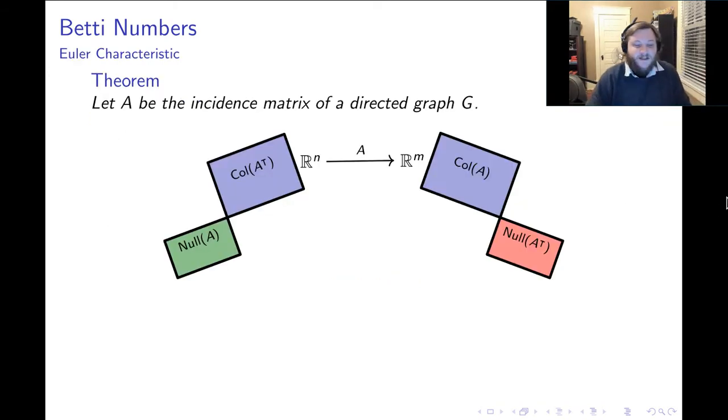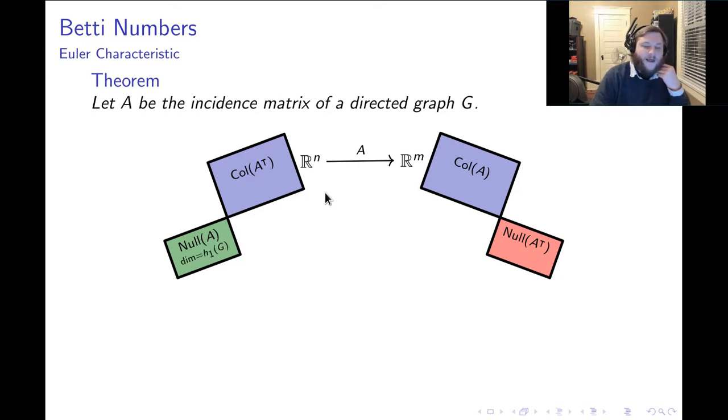So let's say that we're studying the incidence matrix A of a directed graph G. Remember, the incidence matrix will be M by N, where M is the number of nodes and N is the number of arrows. So it's worth asking oneself, what are the dimensions of the four fundamental subspaces? Remember, to calculate dimension, you must find a basis and count the number of vectors.